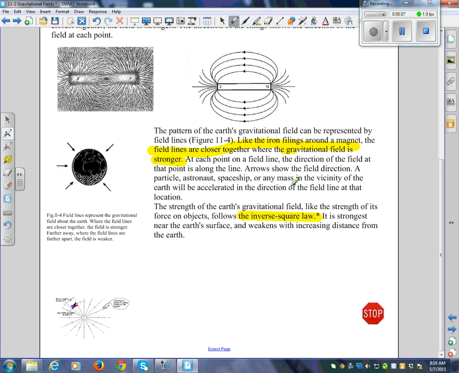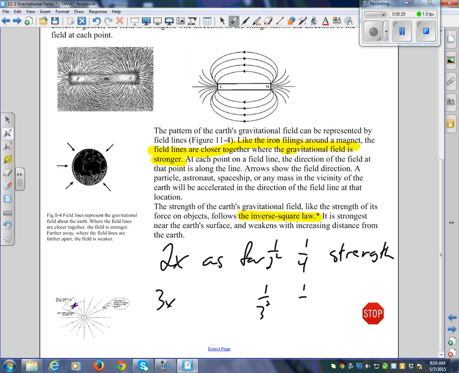Inverse square law means 2 times as far. If you double the distance, 1/4 the strength. Where did I get 1/4 from? Inverse, 1 over squared. 1 over 2 squared. 3 times as far, 1 over 3 squared, 1/9. 4 times as far, 1 over 4 squared, 1/16.